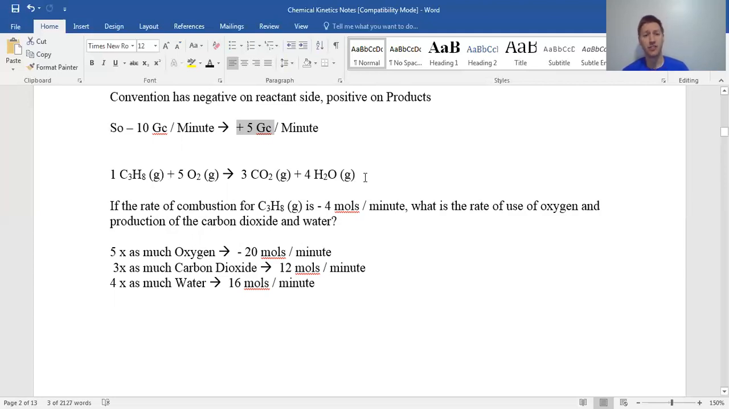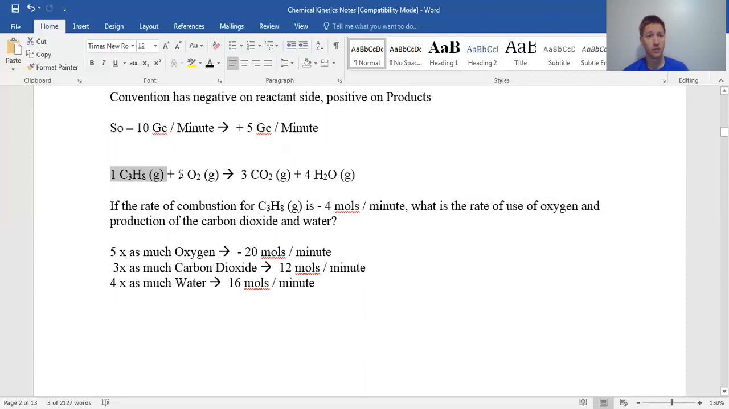In any case, here it says 1 propane reacts with 5 oxygens. How much CO2 and water do we produce? And we're given the rate. Let's say that we're consuming -4 moles per minute for the propane. So per minute, we're using 4 moles of this. What's the rate for the other guys here? If we just keep track of this one here, we know the rate of the other ones as well, because we can just use our stoichiometry ratios.